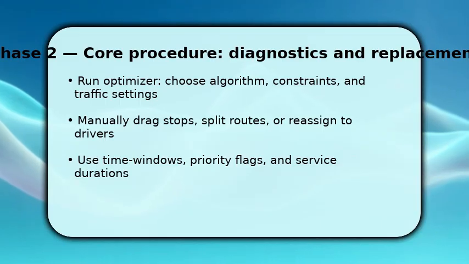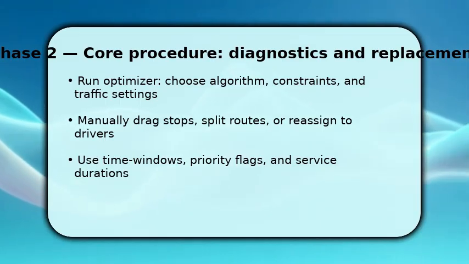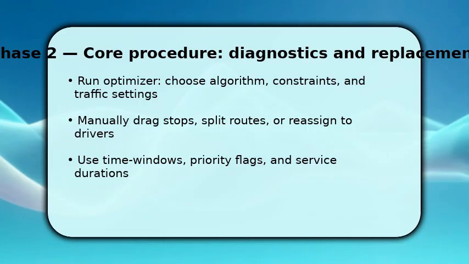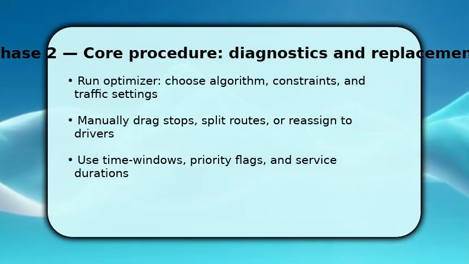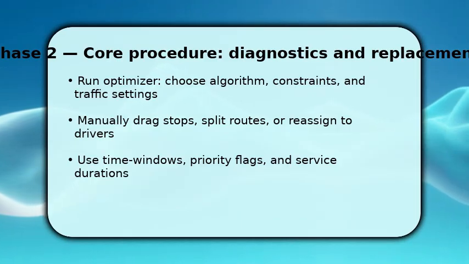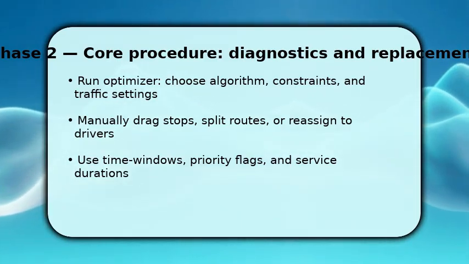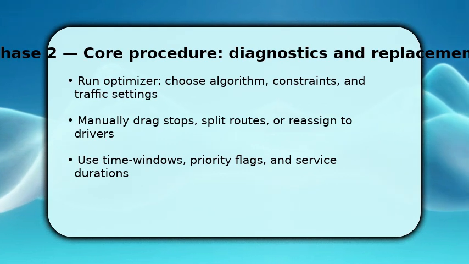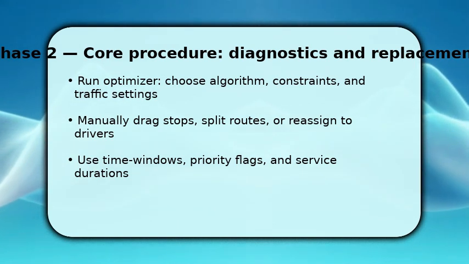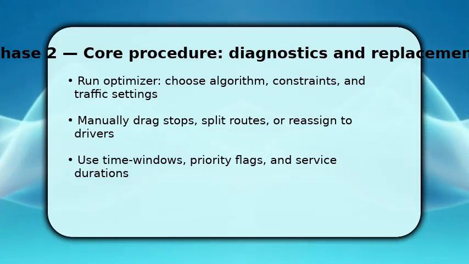After optimization, inspect each route on the map. Drag stops to reorder, split long routes, or reassign stops to different drivers. You should also apply priority flags and adjust service durations. This changes optimization outcomes. Doing these middle steps lets you fine-tune efficiency and ensures routes meet customer time expectations.